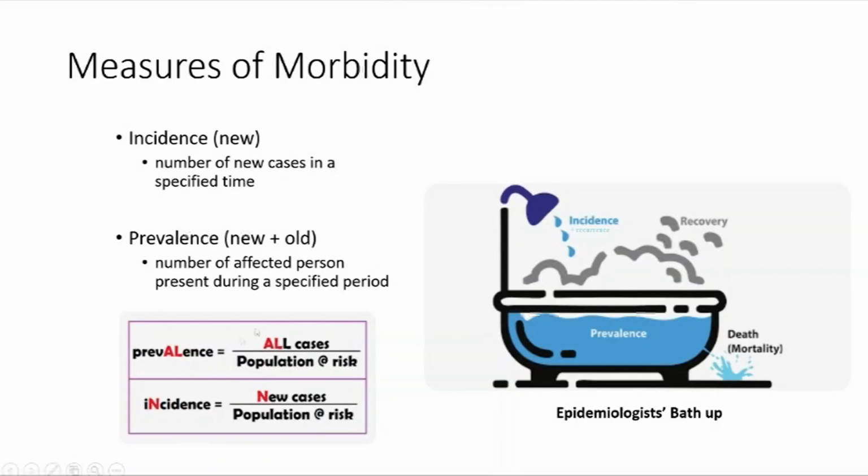A mnemonic to remember prevalence: as all cases, we have AL representing all, and the N in incidence is new cases. So incidence is new cases in a population in a specified time, prevalence is new plus old. To the right, we have the epidemiologist's bathtub, where the prevalence forms the pool in the bathtub. The incidence as well as the recurrence add to the pool, while recovery from disease and death from the disease remove from the pool.